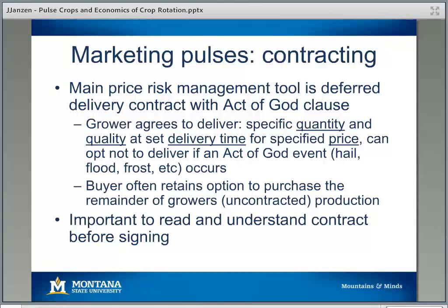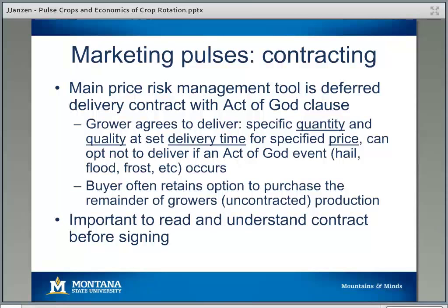And they're going to receive a set price. So if prices fall at harvest time, if the cash price falls, the grower is still going to receive the price they agreed to with the buyer in spring. But if they have a bad weather year, like the drought we had here in 2017, they can opt not to deliver. If they don't have the bushels, they don't have to deliver, and they don't have to potentially buy their way out of that contract. They just get the option to opt out.